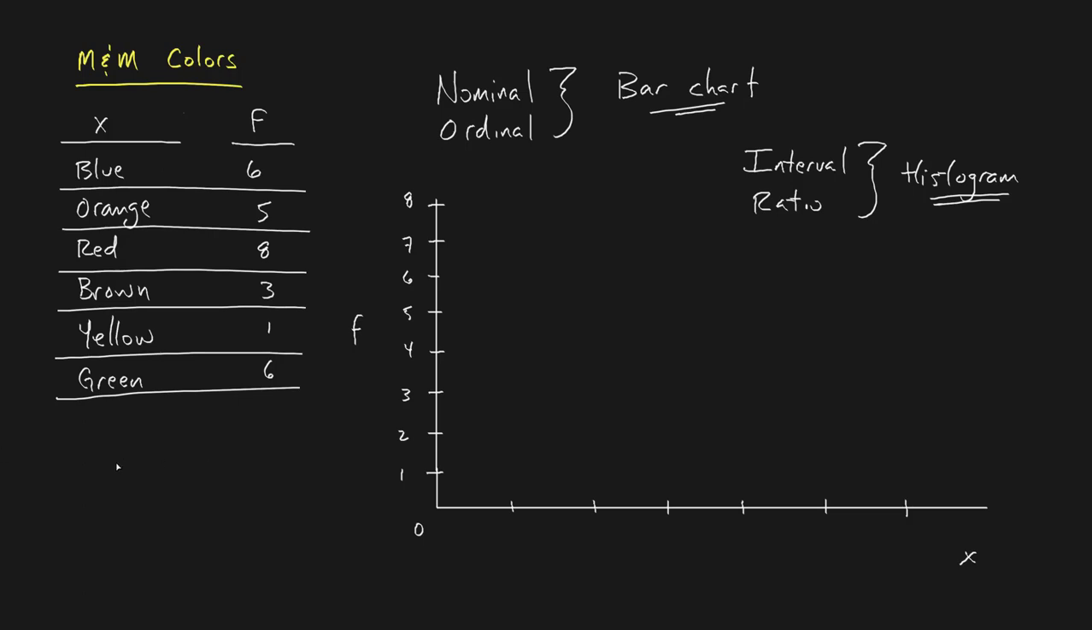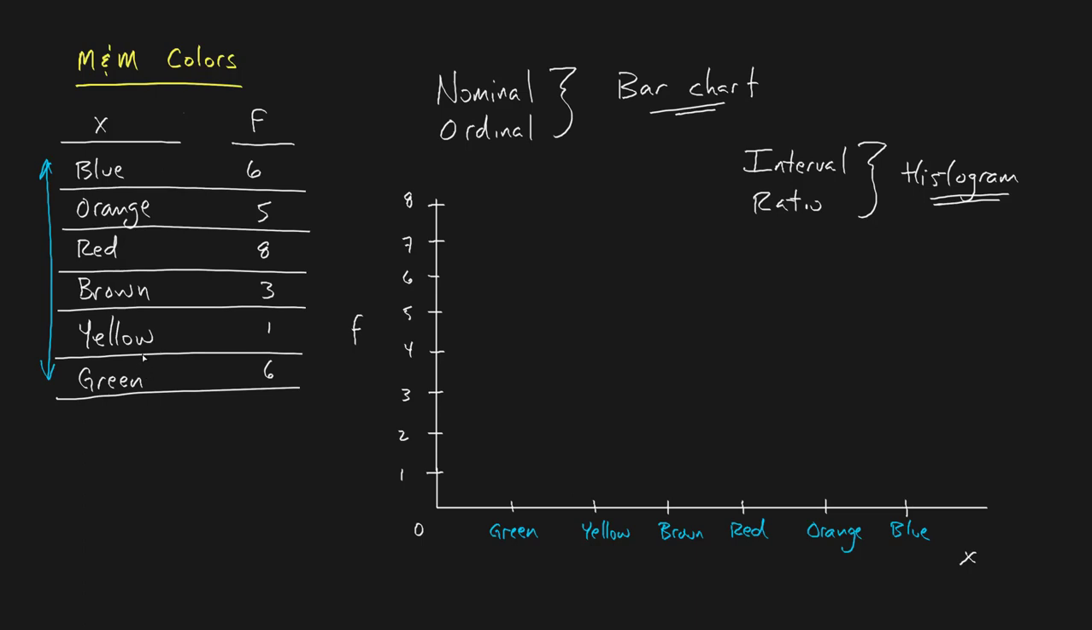Green, yellow, brown, red, orange, and blue. Okay, so far everything is the same between a bar chart and a histogram, except for the fact that I don't have numbers along the bottom. But even with a histogram, what you're putting along your x-axis is all of your X category labels, and so it really is the same so far.